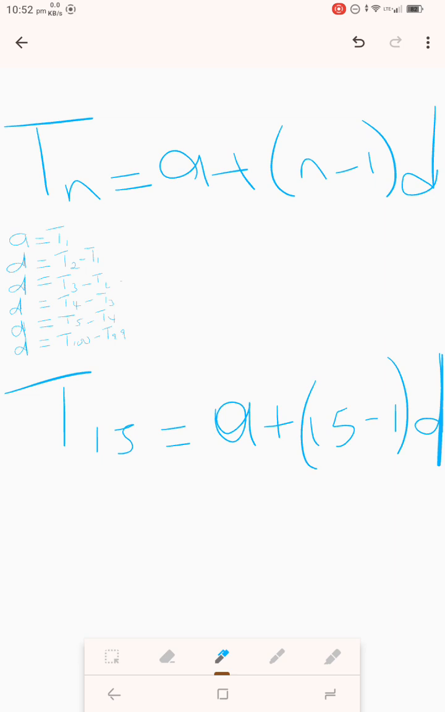Now, since you have something like this, guys, this is how it works with the n. The n is the nth term. They used to say it's the nth term like this. So any term that you're looking for, you put it in n.